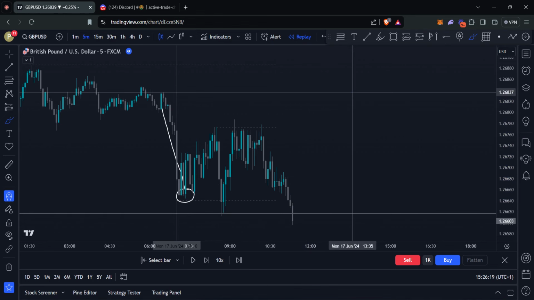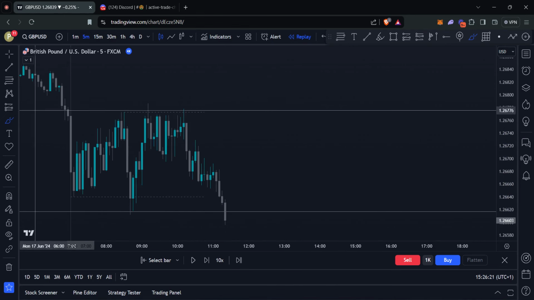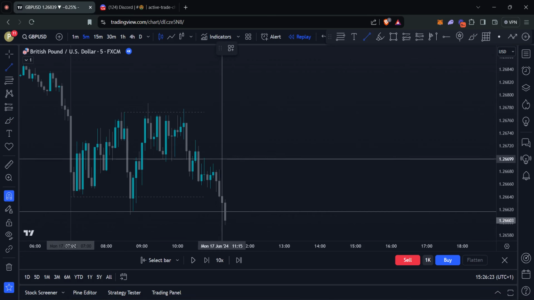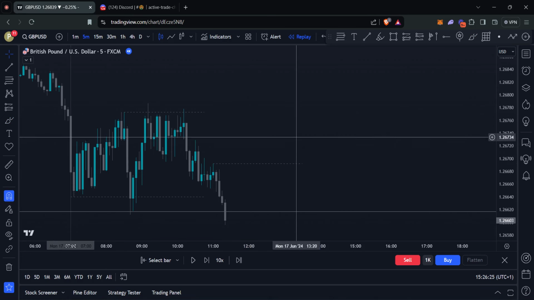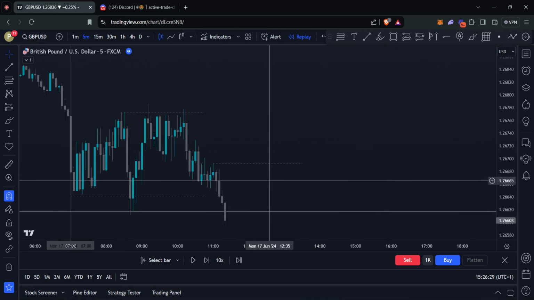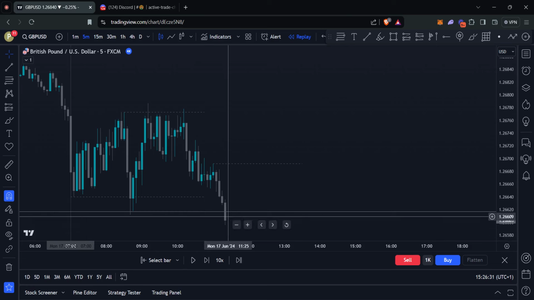So now that we have this understanding, we can clearly see where we are in terms of market structure. We know that price needs to break above this previous lower high to then give us a higher high so that we can take price higher. So we understood this.